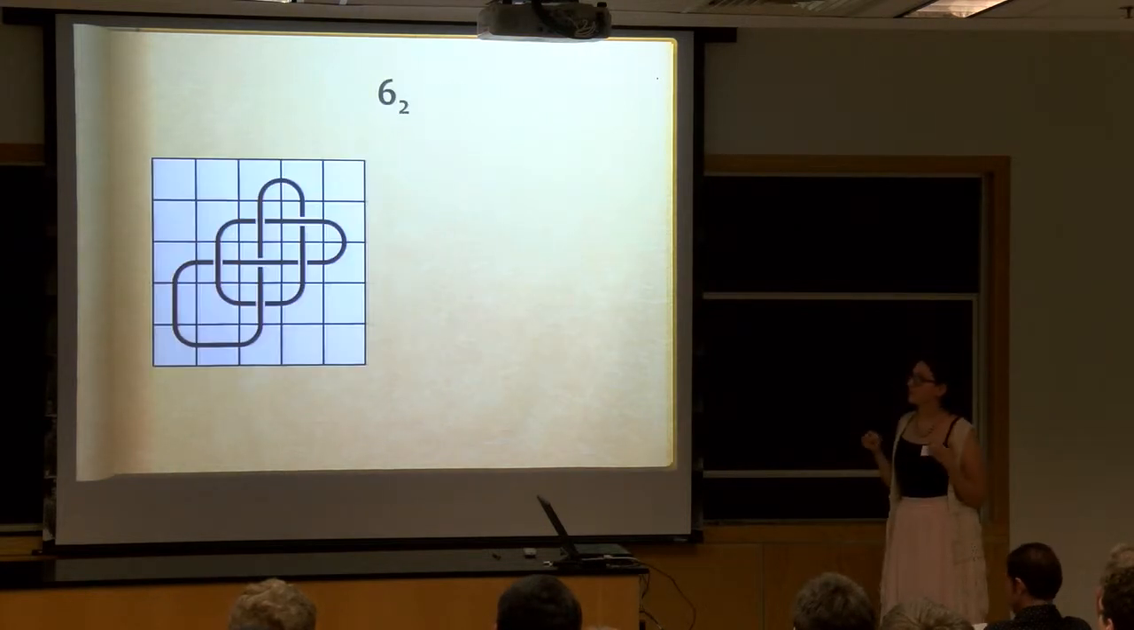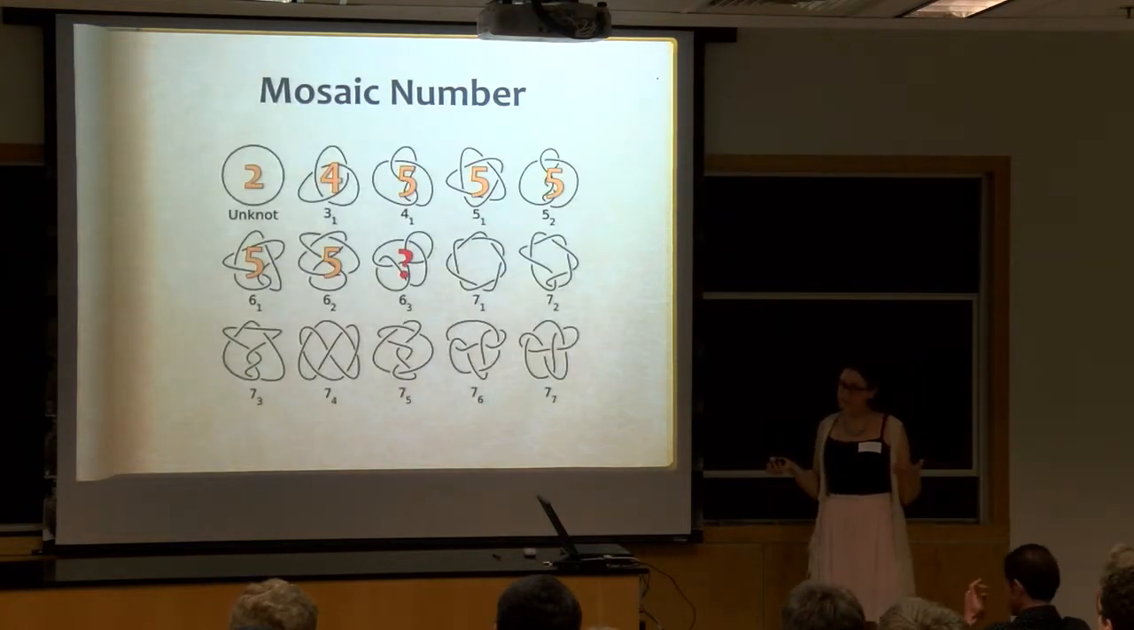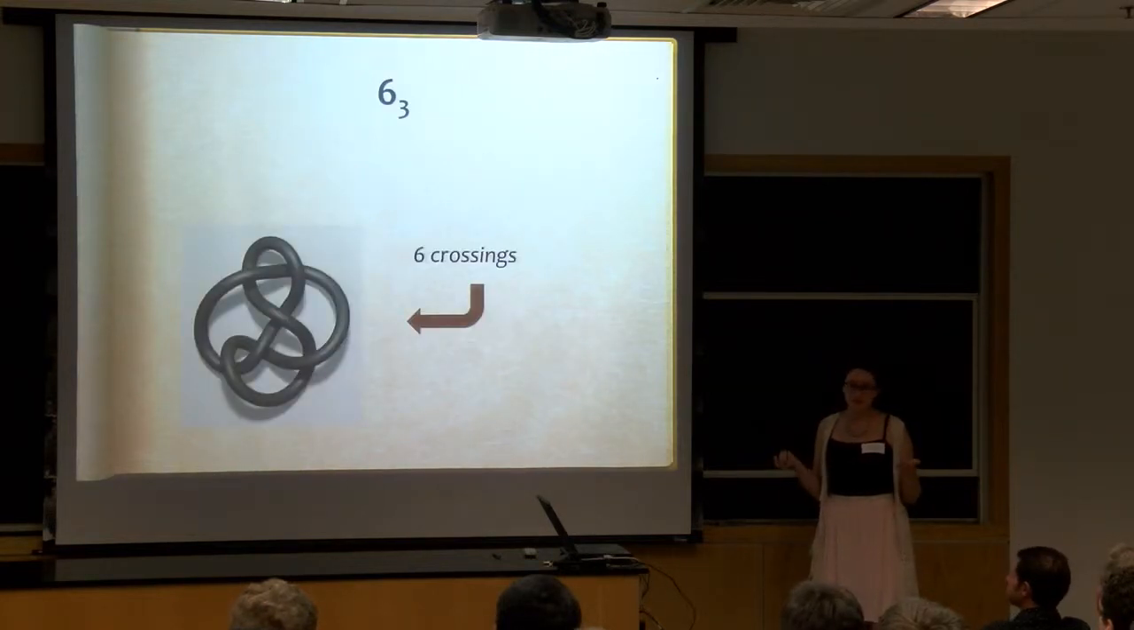6-2, we were able to just place on a 5x5. Not quite as exciting. But mosaic number was 5. So then the one I looked at this summer was 6-3. And 6-3 we know has 6 crossings.